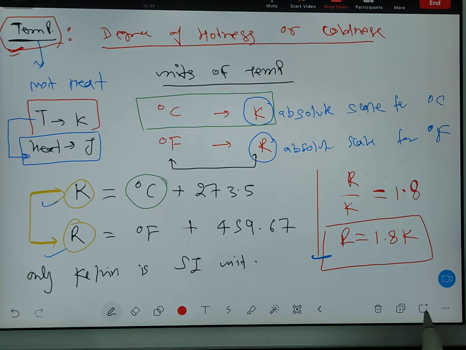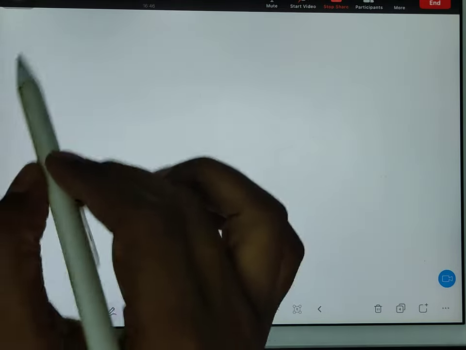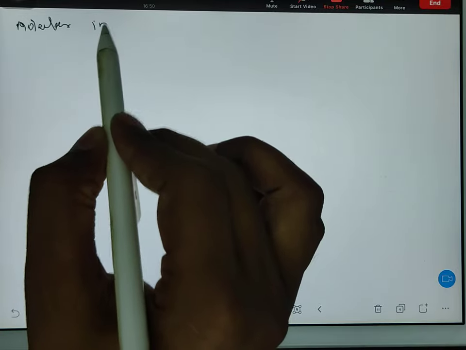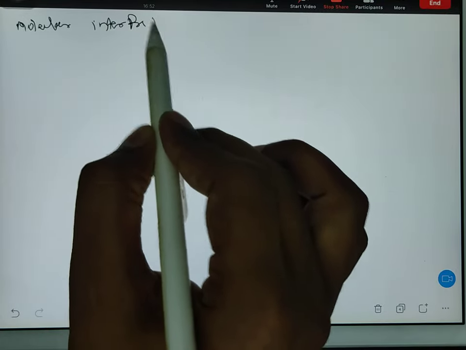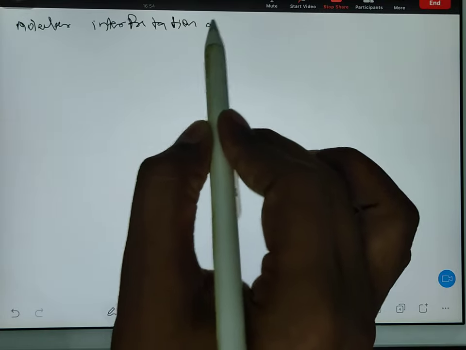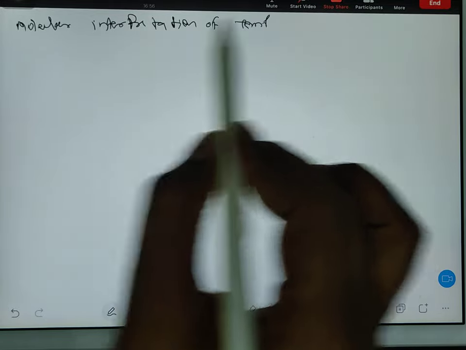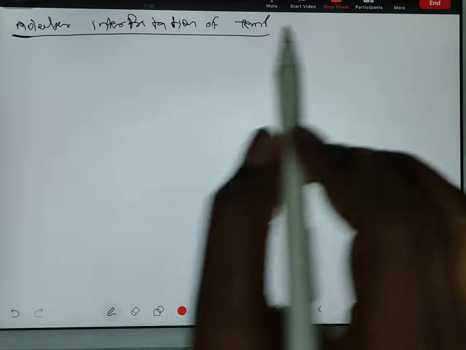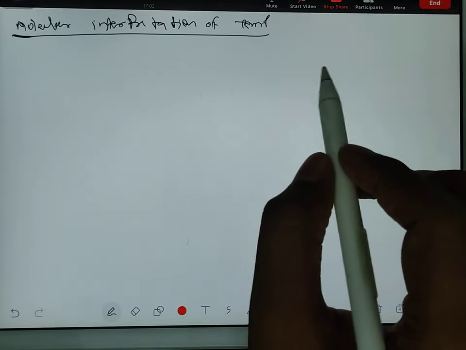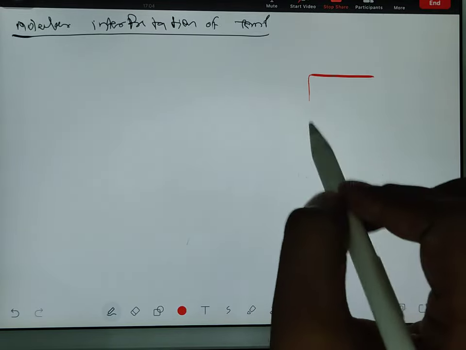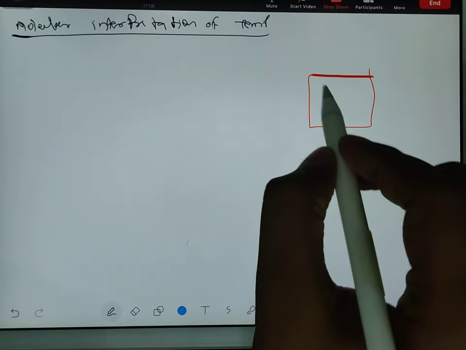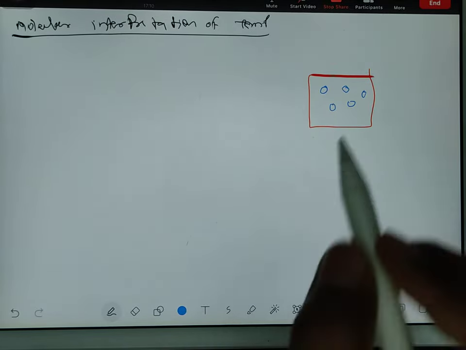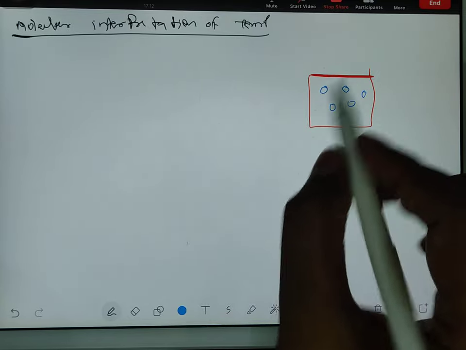I am changing the page. So you just mention a new heading as molecular interpretation of temperature. Let's understand this. First I'll give you one basic background. Suppose you have a chamber. In this chamber you have gas. Gas is nothing but a bunch of molecules, a lot of molecules.